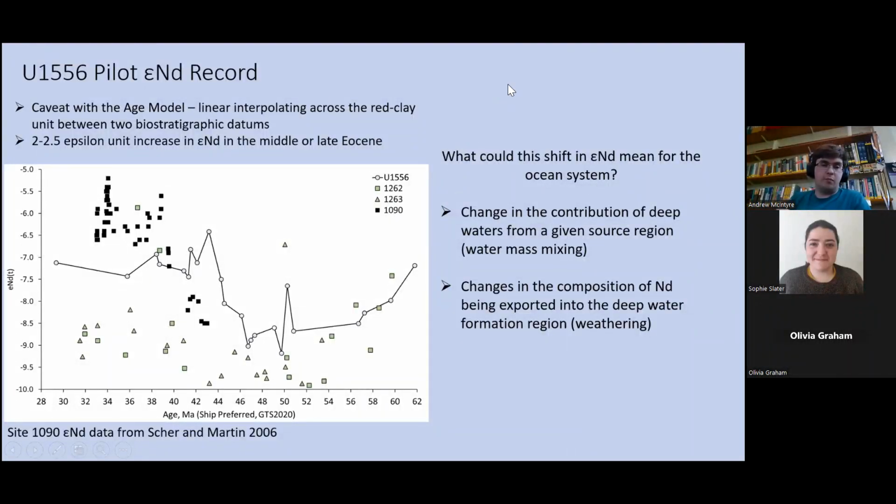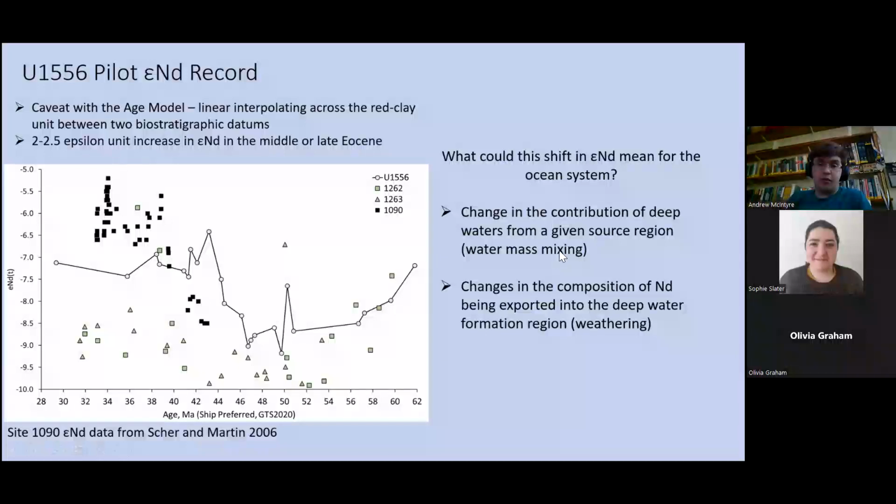But what does this shift actually mean? Well, it could mean two different things. It could be a big scale change in weathering that changes the inputs, maybe from Antarctica. Maybe we see a pulse of weathering of a source continent that has relatively very high neodymium values, and that might impart this basin-wide signal.